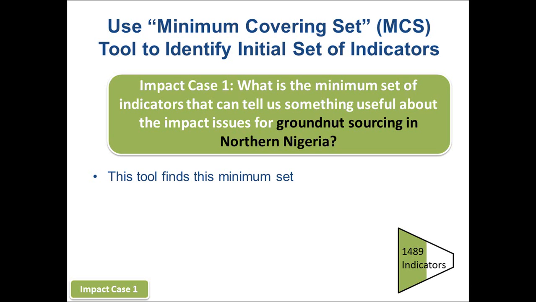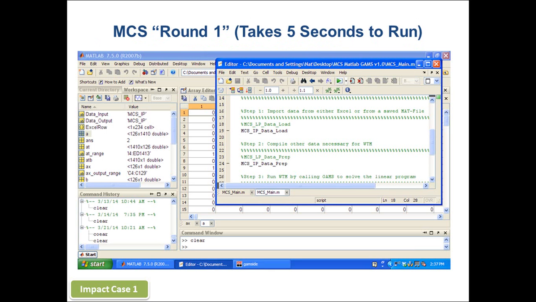We have another webinar that describes this tool in a bit more detail, but basically it allows us to answer the question: what is the minimum set of indicators that can tell us something useful about the impact issues for groundnut sourcing in northern Nigeria? The version of the tool that we use for this demo is an integer programming algorithm. The screenshot of the program is shown here. And this has the advantage of being very fast. It only takes about 5 seconds once you have the network set up to find the minimum covering set.